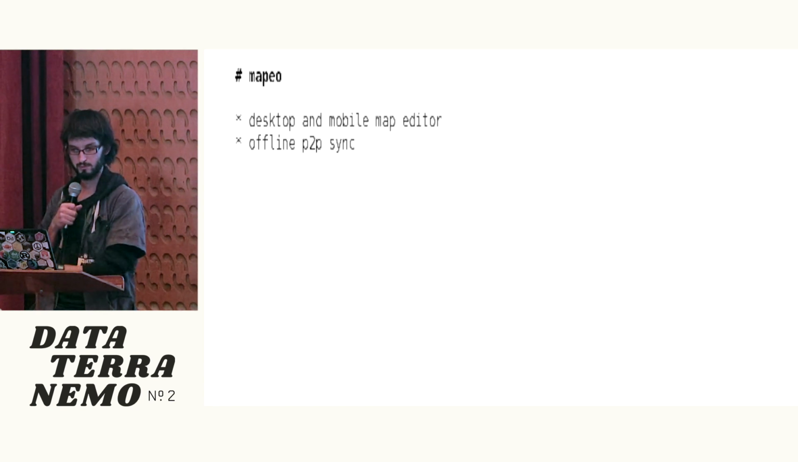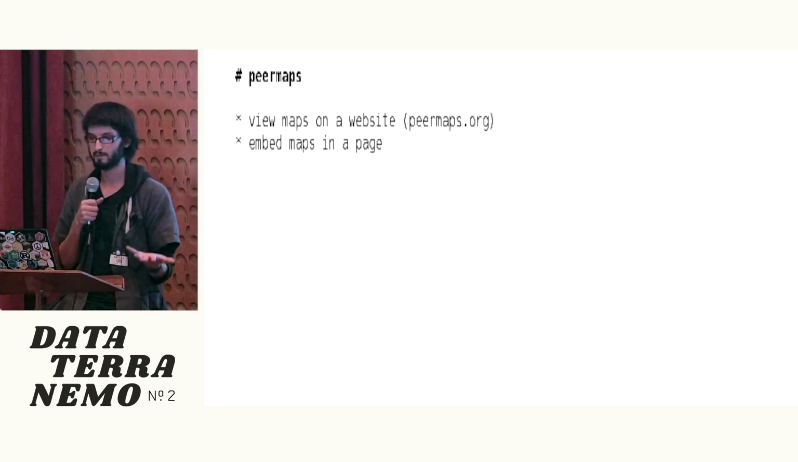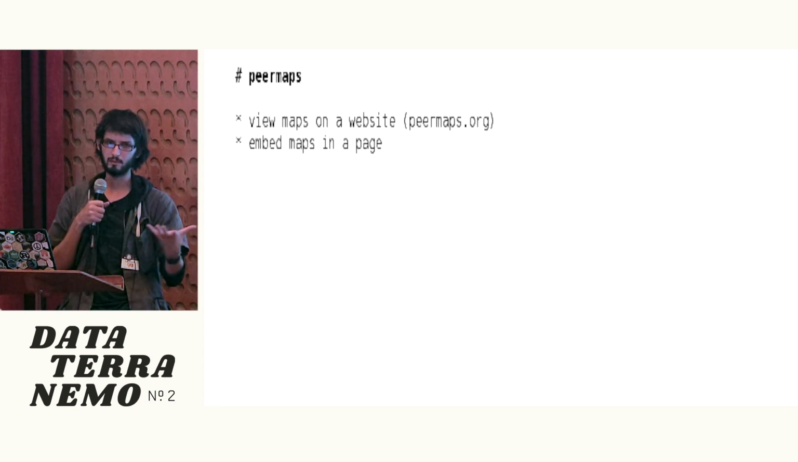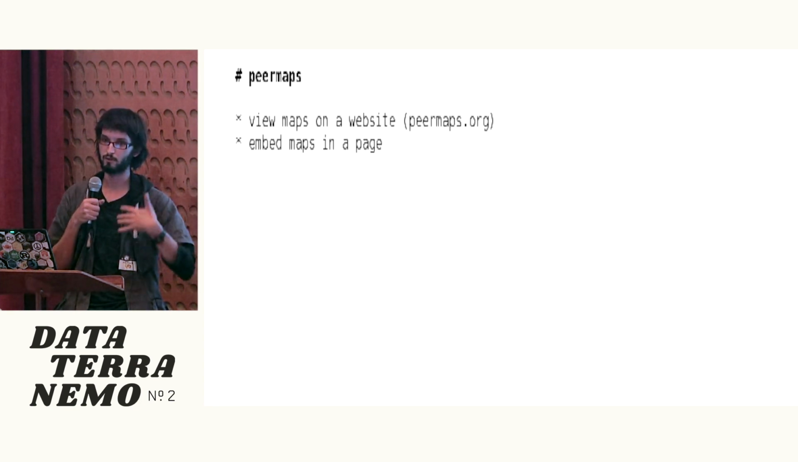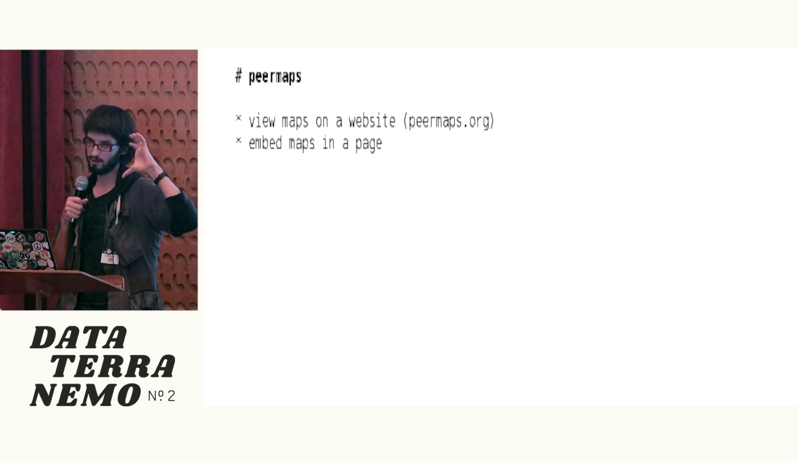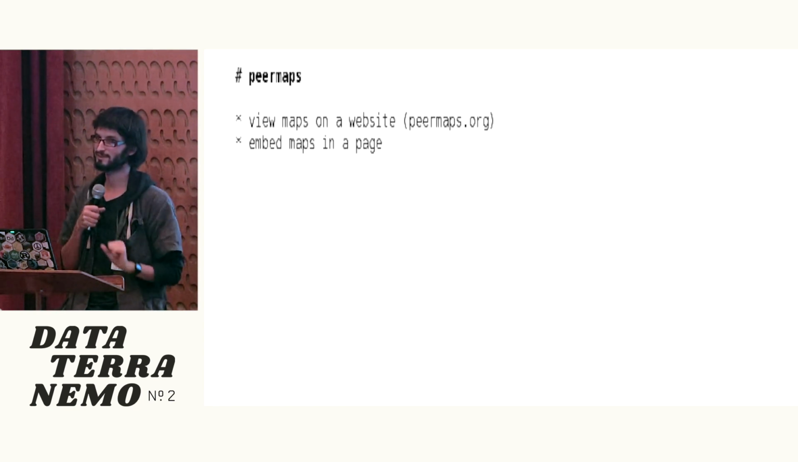Mapeo gives you peer-to-peer sync with a mobile editor, and the whole project of Peer Maps is about creating a web experience for maps. Of course, you can build a lot more later, but that's the initial direction. So you can put a map embedded in a website. It's really difficult to do that right now, actually.